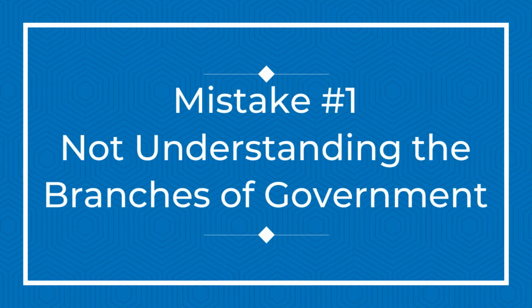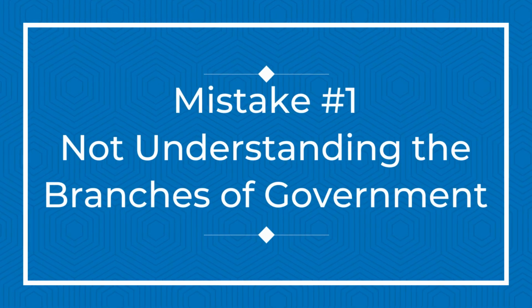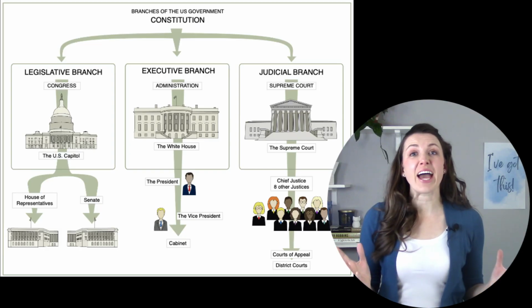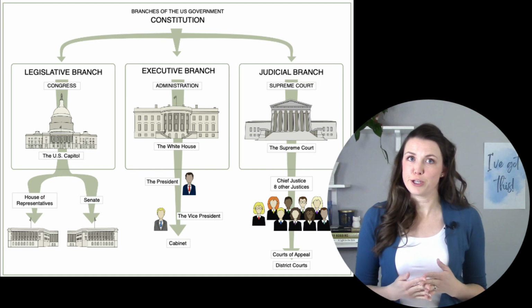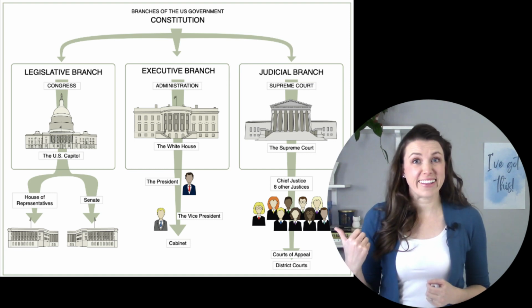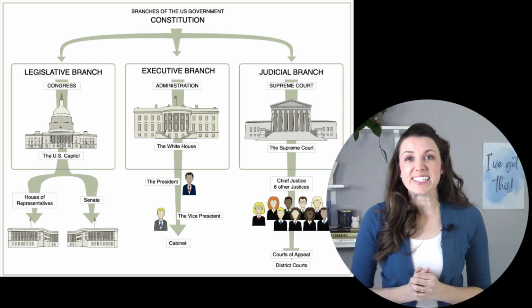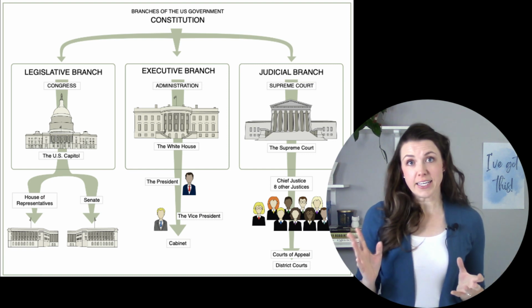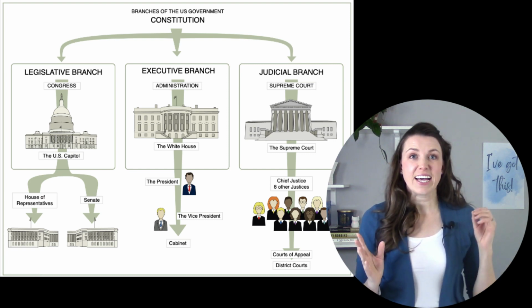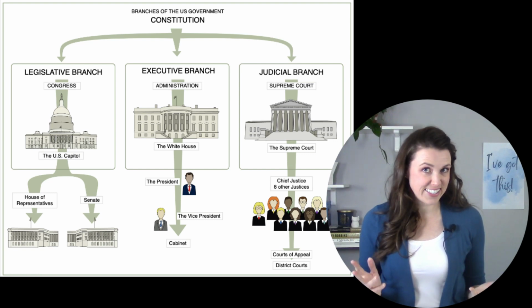Mistake number 1, not having a thorough understanding of the branches of the U.S. government. So here we have the branches of the government, and this was outlined in the Constitution that was created way back in the 1700s. First, we have the legislative branch, which consists of the U.S. Senate and the U.S. Representatives. Senate, 2 members per state. Representatives is based on population of the states.